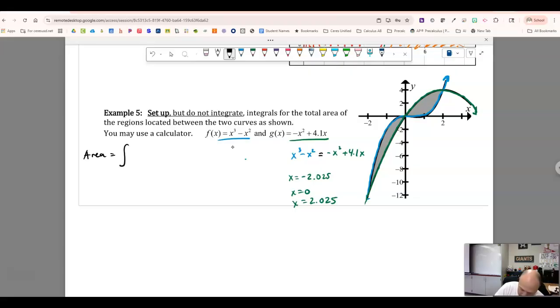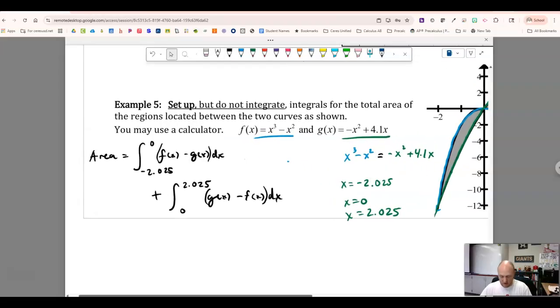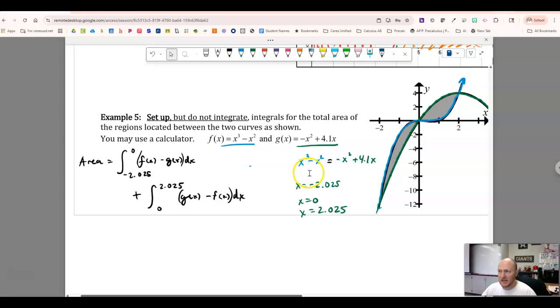So this is going to be the integral from negative 2.025 to 0. For this one, f is on top, so it's f of x minus g of x dx. Plus the integral, or the area, from 0 to positive 2.025. And this one, g of x is on top, so it's g minus f, dx.